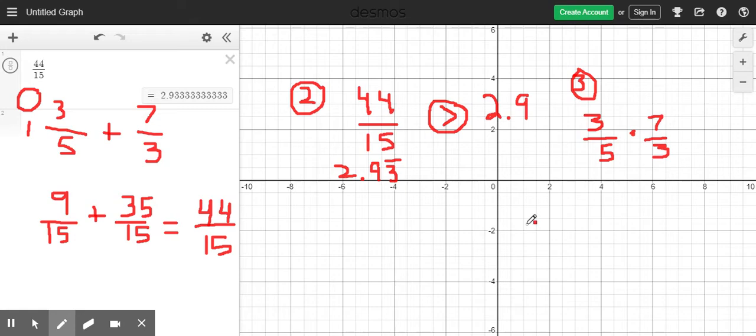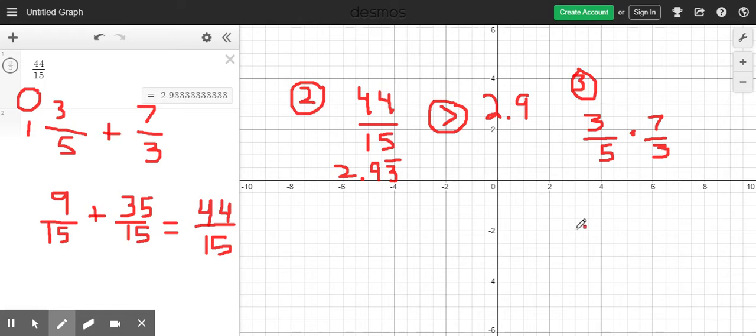You'll notice I did not tell you to round to any number of decimal places, so you can't assume that you're allowed to round. You would just need to take the number at face value, 2.93 repeating.